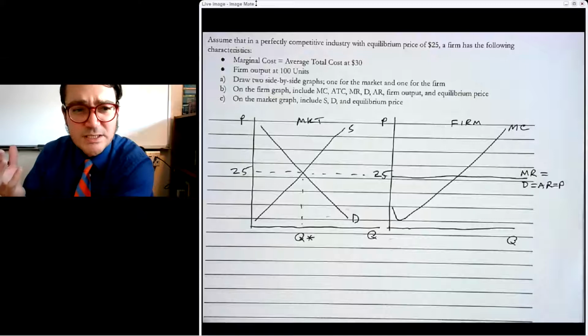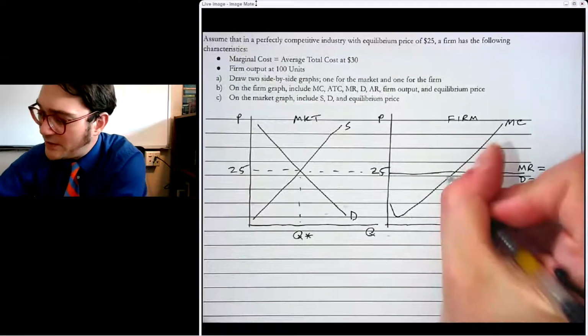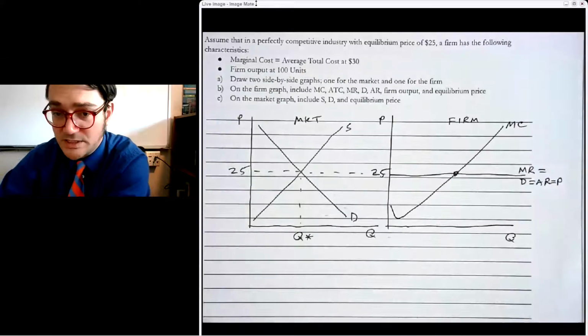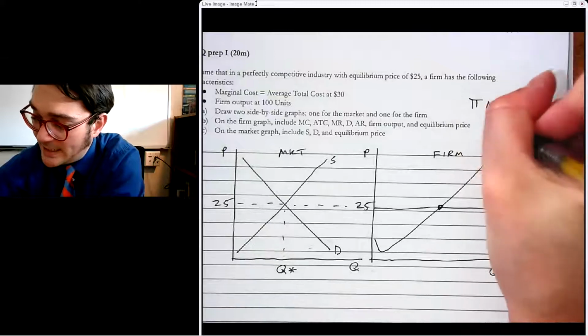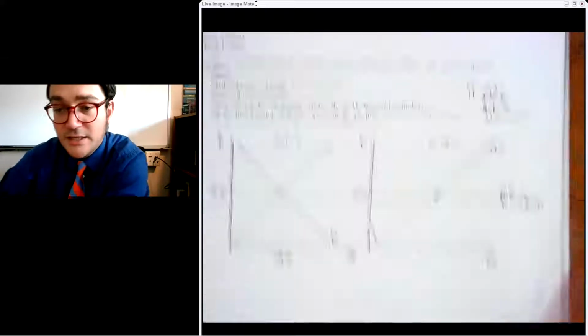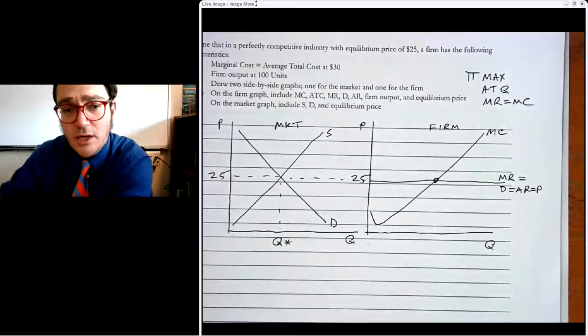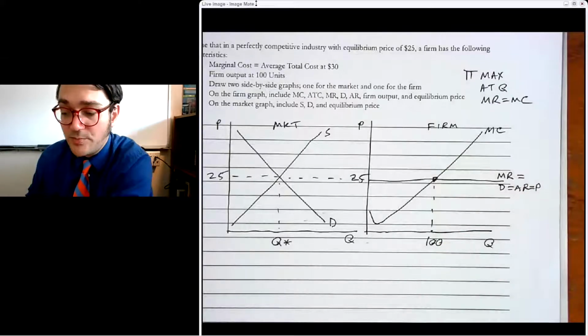Now, it doesn't give us this instruction, but we should assume that firms are profit maximizing. And so we know that the firm will produce where MR equals MC, because it's profit maximizing at the quantity where MR equals MC. That's an important detail that you have to know to be able to answer this. So we'd say 100, that's how many they're producing.